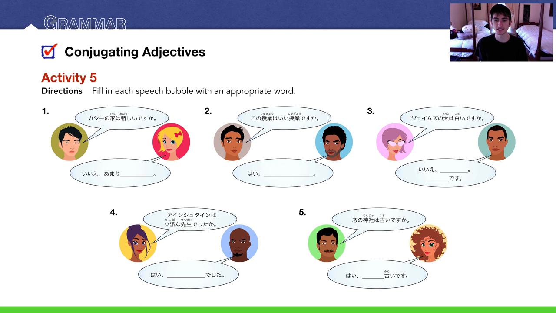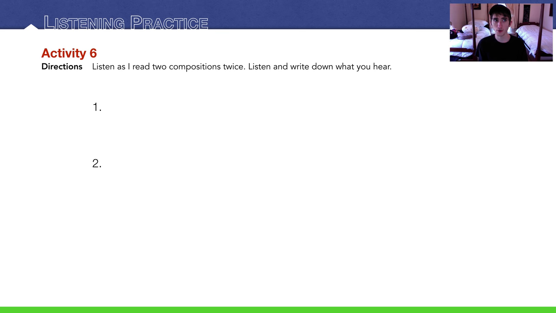Number five, the guy says, あの神社は古いですか? Is that shrine over there old? And the girl responds, はい、古いです。But before 古い, she has another word. What could that be? Probably she's intensifying how old it is. And she's probably saying, はい、とても古いです。Very, very old. Okay, here are the answers.